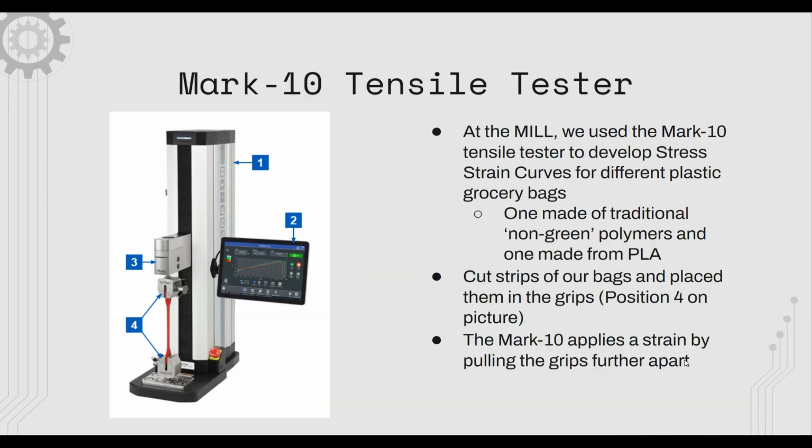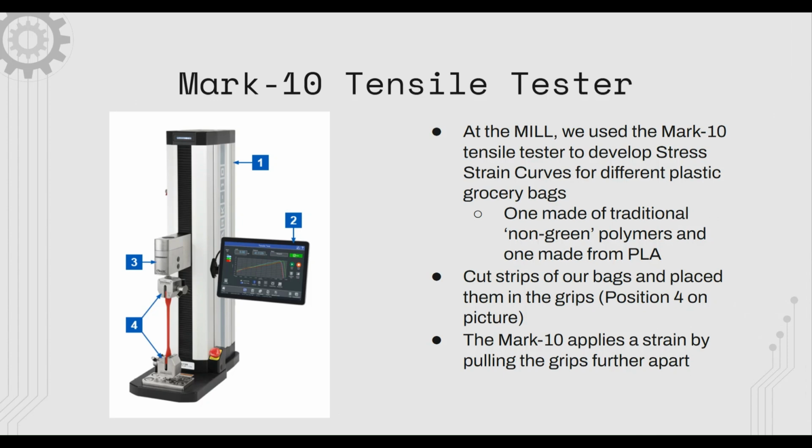So just to go a little bit into our procedure. At the mill, we used the Mark 10 tensile tester to develop stress strain curves for different plastic grocery bags. We used one that was made of traditional non-green polymers like low density polyethylene, and then one that was a biodegradable green grocery bag made from PLA.